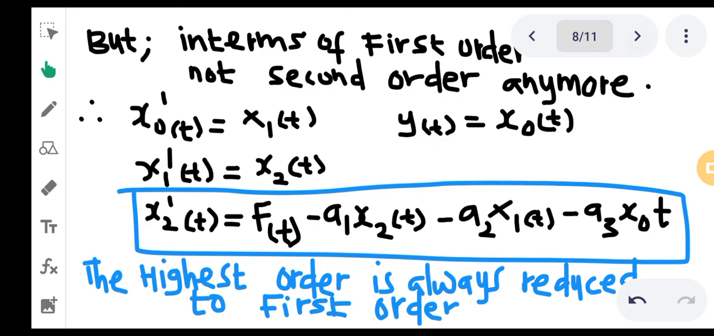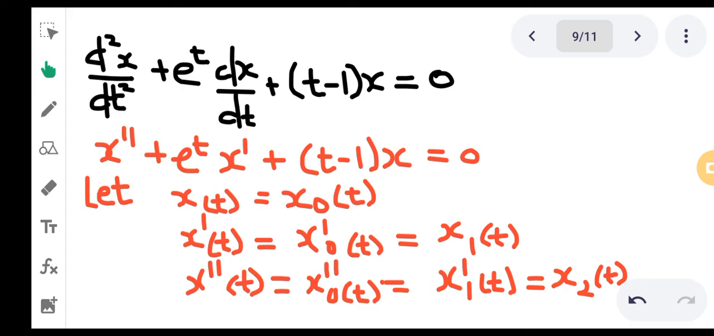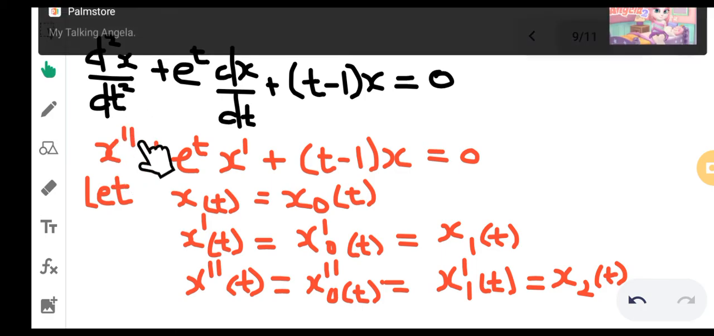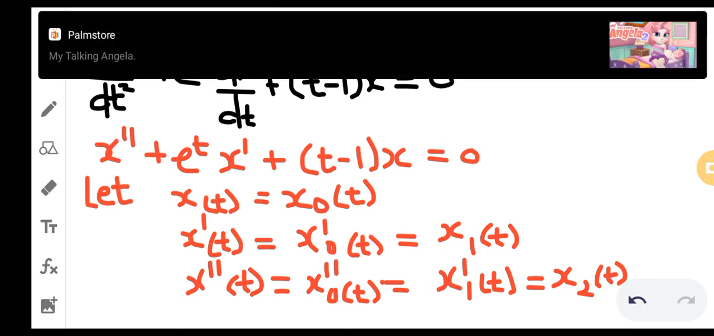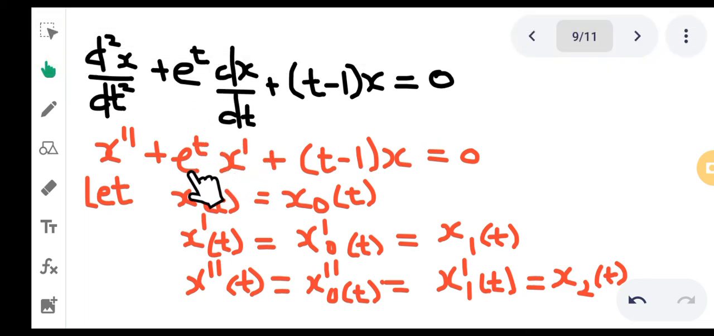Okay, so let's see how we can solve the second question too. The second question says d square x over dt square plus e exponent t dx over dt plus t minus 1 x is equal to 0. Okay, so d square x over dt square can be written as x prime prime, and also dx over dt can also be written as x prime.